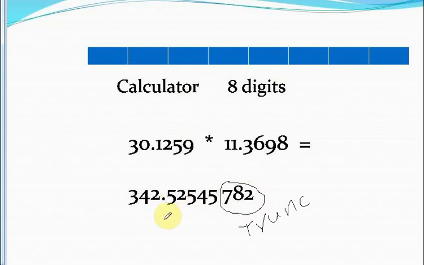Another procedure also is there. Here 2 is there, less significant bit. We can write it as 8. 7 after 8 closest is 8. 5, 8 we can round off this value to 6, means 342.52546. Total 8 digits we can represent like this. So we have two procedures. One is truncation, another one is rounding of the values.